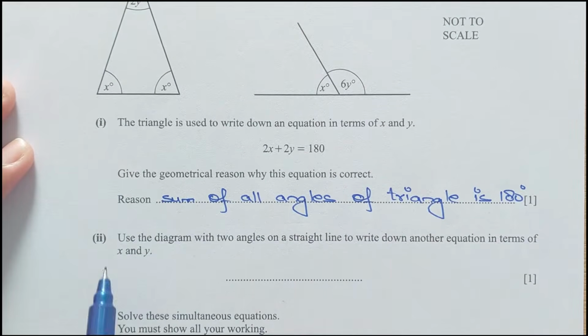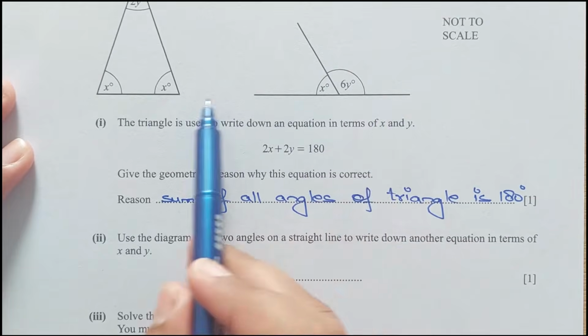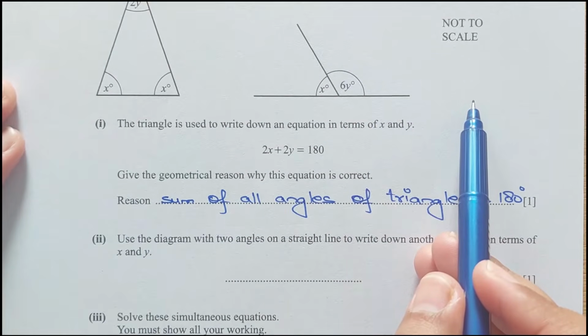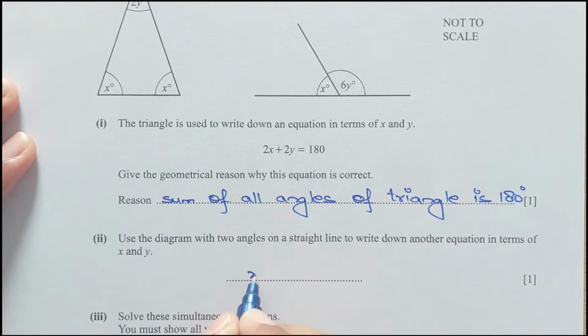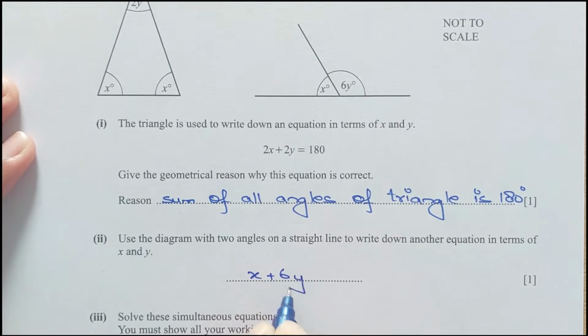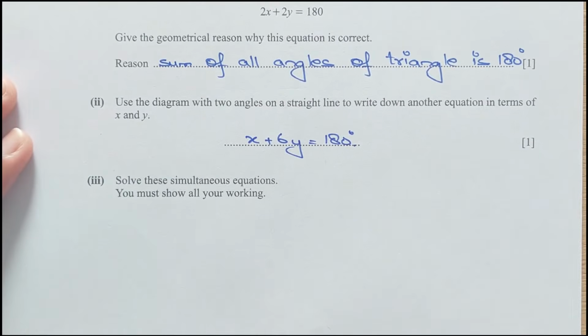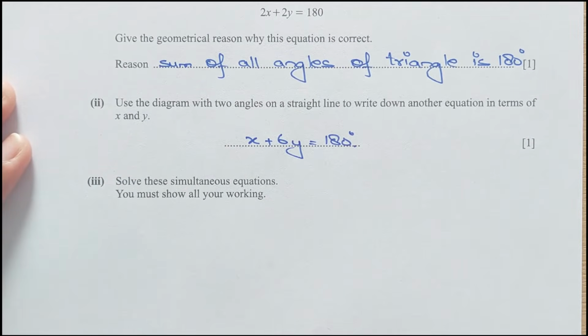Now for the second part, use the diagram with two angles on a straight line to write down another equation in terms of x and y. So we know that angles on a straight line sum up to 180. So we can say x degrees plus 6y equals 180. So this is the second equation, right? Now for part 3, solve these simultaneous equations. You must show all your working.